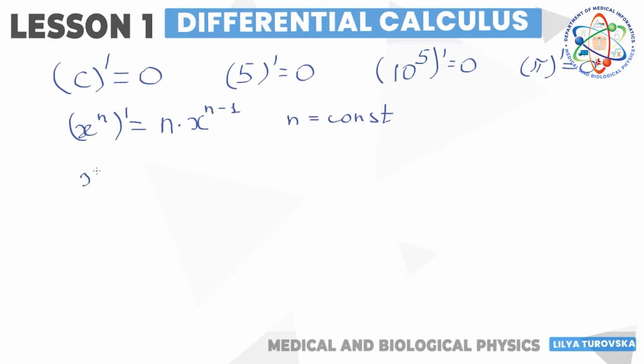Let's try some examples. If we have x squared, according to this formula, we have 2 on the front times x to the power 2 minus 1. So what we get? We get 2x. The next example, similar, x to the 6th power. Again the same, 6 moves to the front, times x, power subtracted by 1, 5. 6x to the 5th power.